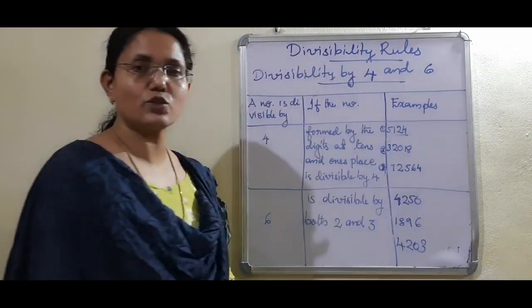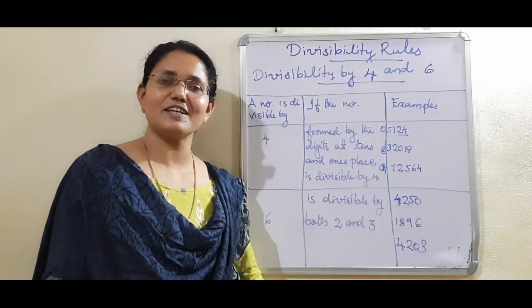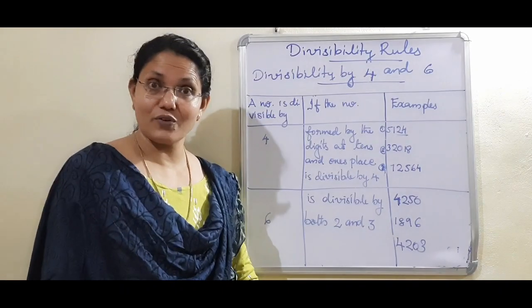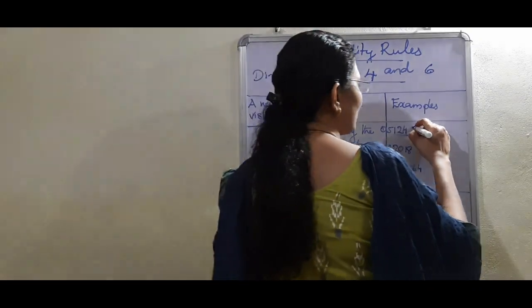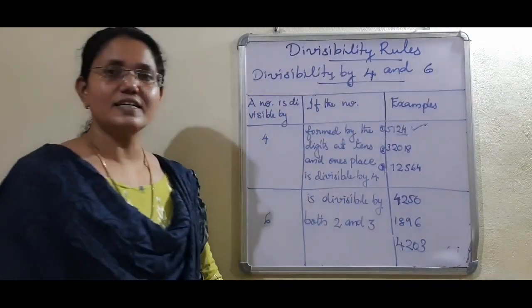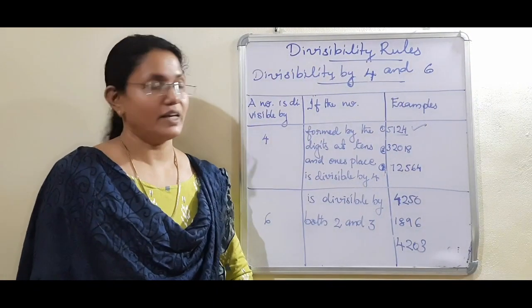5124. Now you look here, 24. 24 is there in the multiples of 4. 24 we can divide completely by 4. Therefore 5124 is divisible by 4. Next.